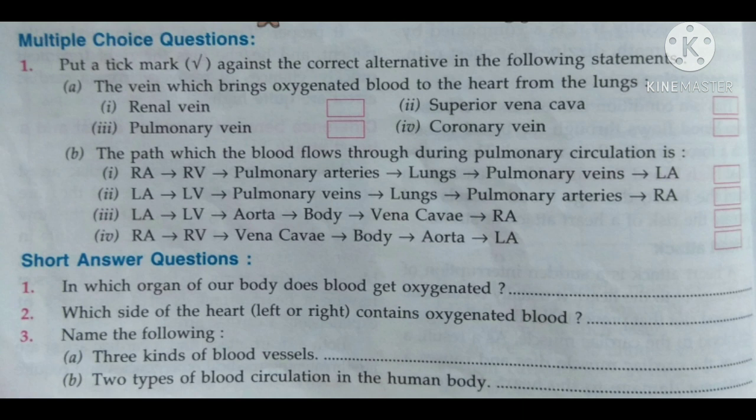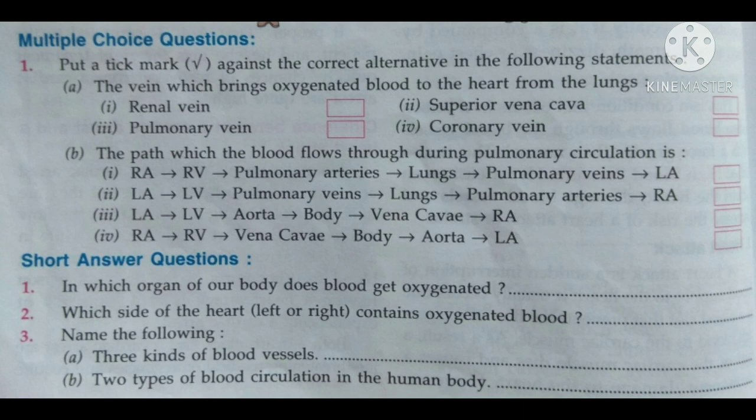Next, short answer questions. In which organ of our body does blood get oxygenated? Answer is lungs, because in the lungs the deoxygenated blood is converted into oxygenated blood.